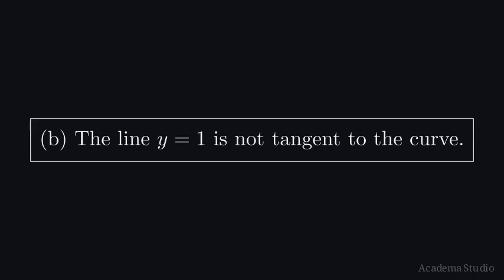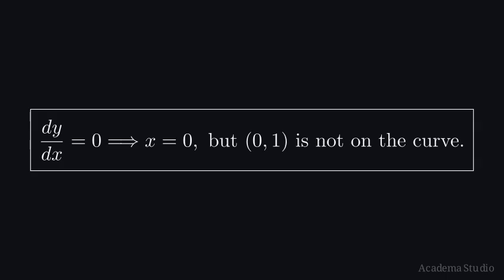The final answer, the derivative of y with respect to x equals 0 implies x equals 0, but 0, 1, is not on the curve.